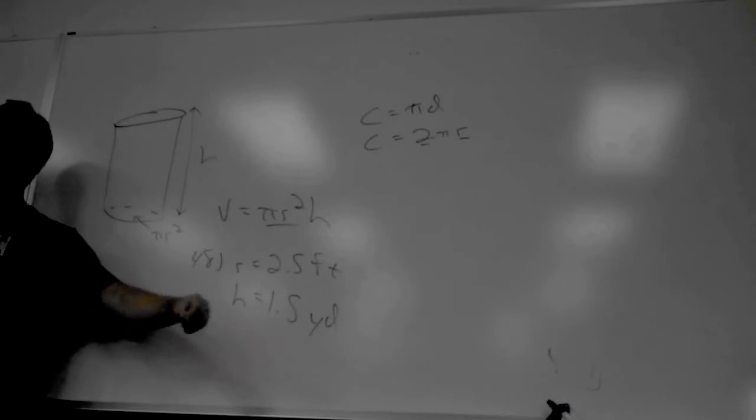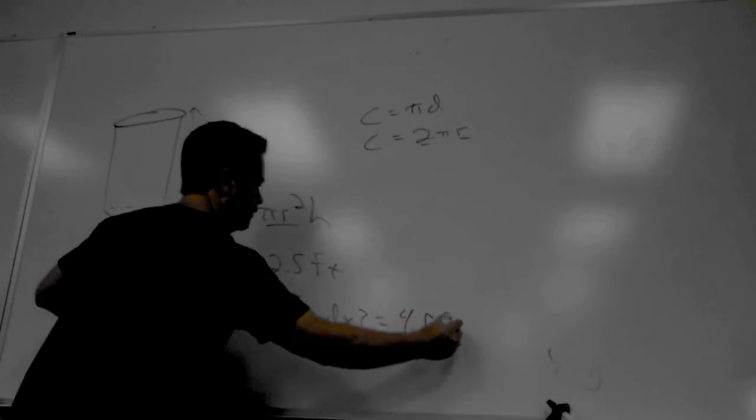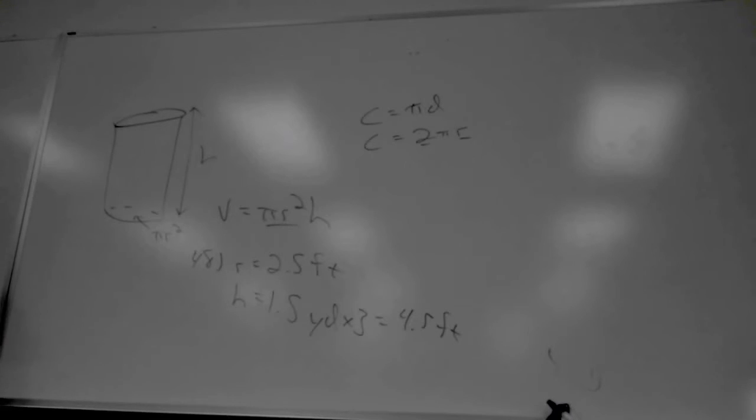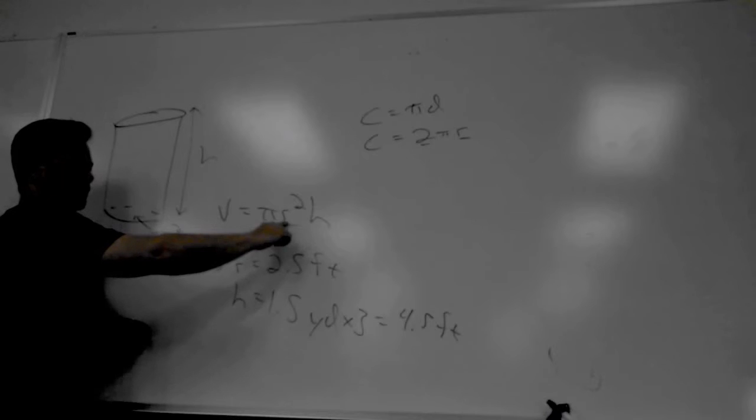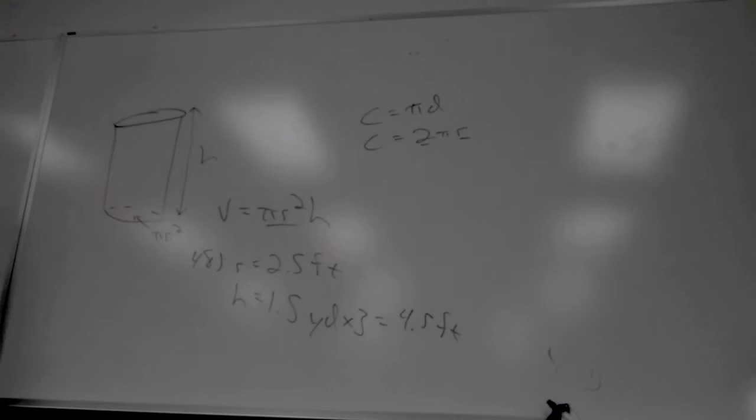So 1.5 yards is how many feet? Times 3. 4.5 feet. So now it's just plug and check. Now you put the 2.5 in for the radius, so you have to square it. You put the 4.5 in for the height.